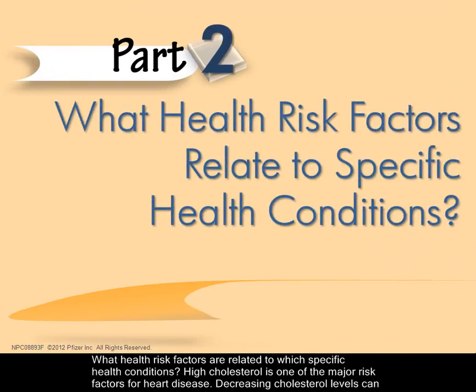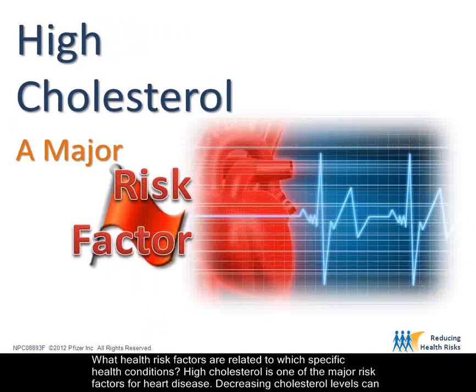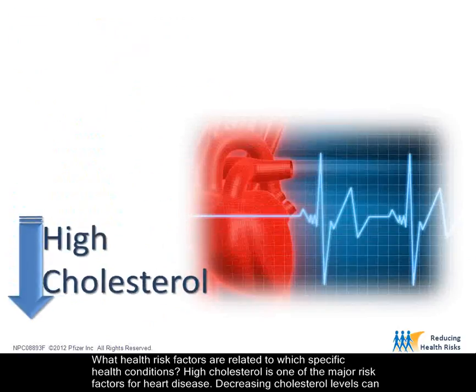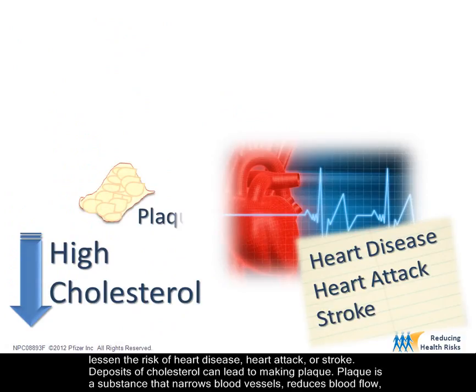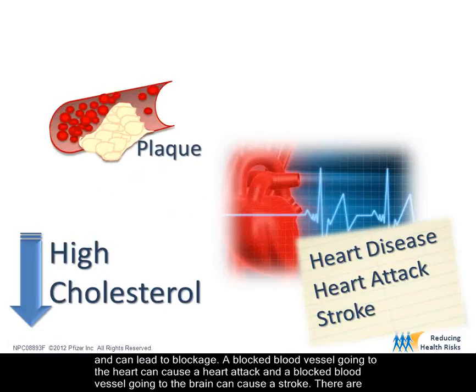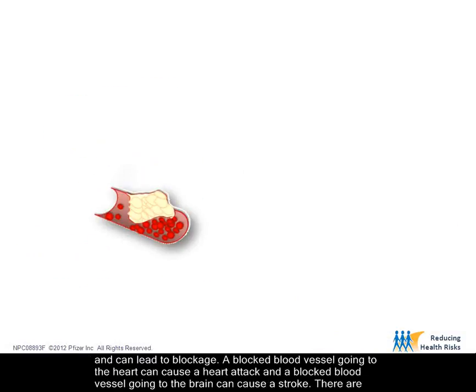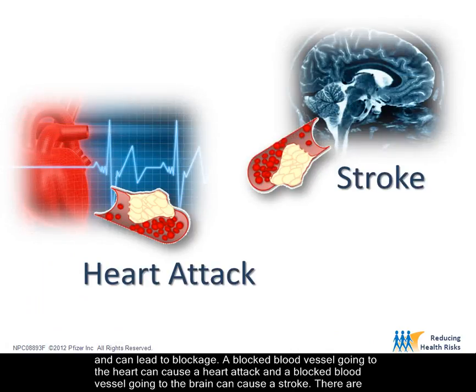What health risk factors are related to which specific health conditions? High cholesterol is one of the major risk factors for heart disease. Decreasing cholesterol levels can lessen the risk of heart disease, heart attack, or stroke. Deposits of cholesterol can lead to making plaque. Plaque is a substance that narrows blood vessels, reduces blood flow, and can lead to blockage. A blocked blood vessel going to the heart can cause a heart attack, and a blocked blood vessel going to the brain can cause a stroke.